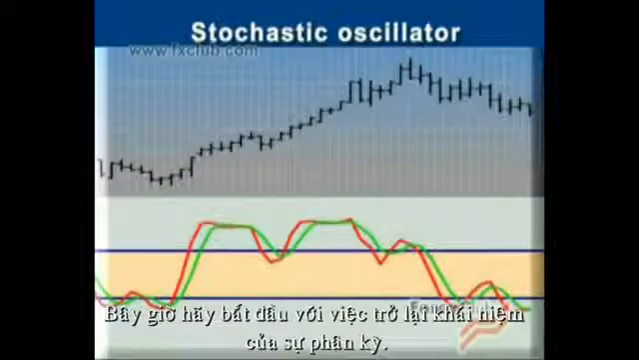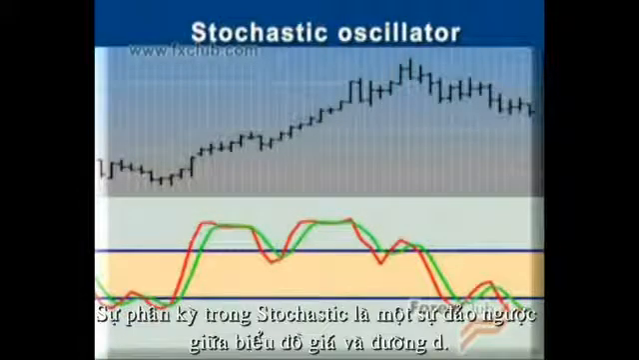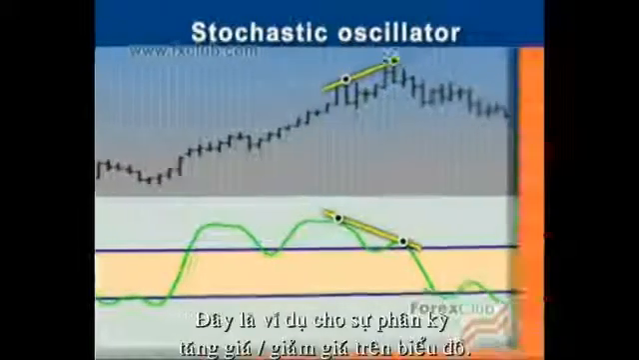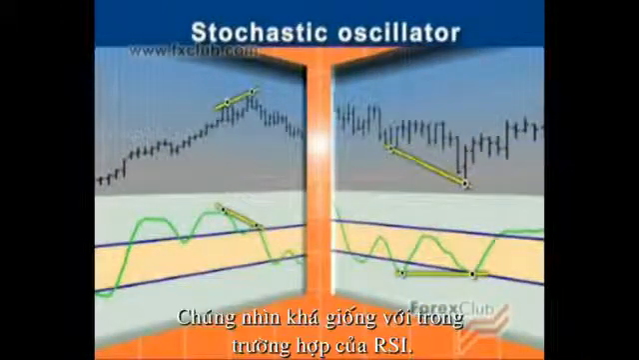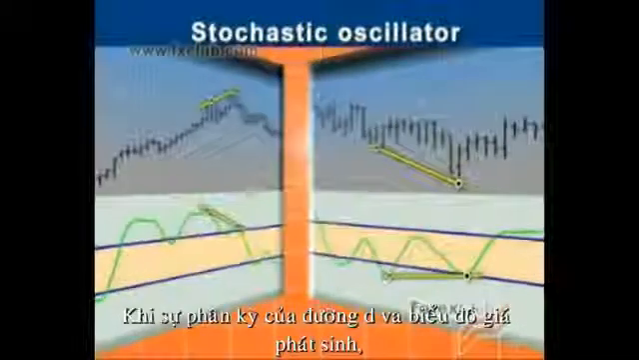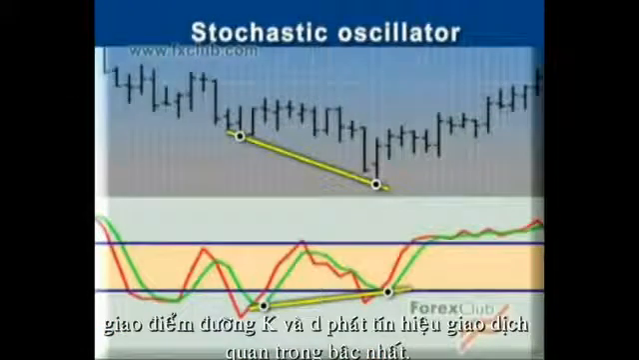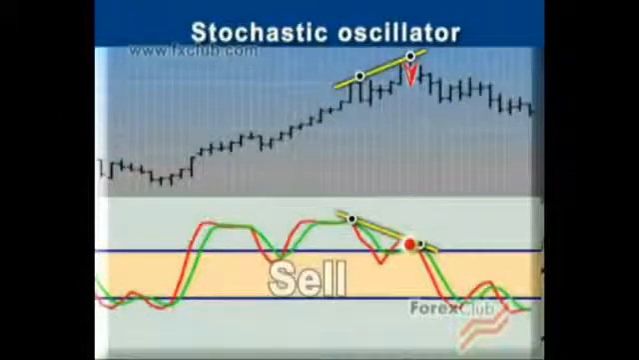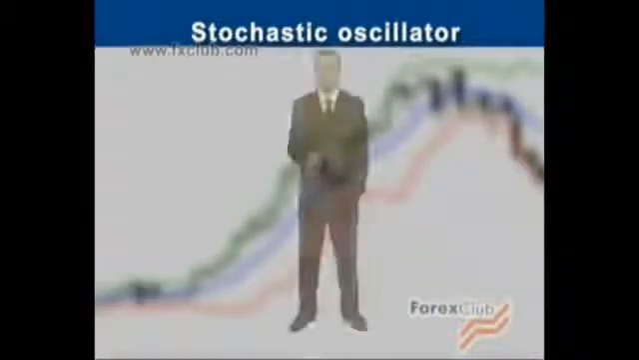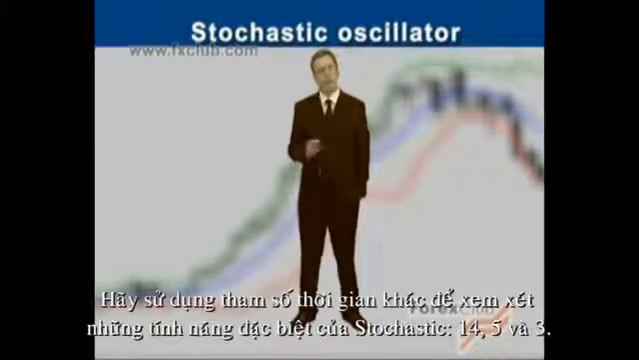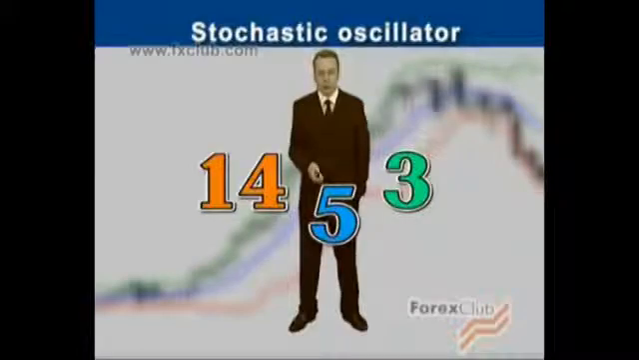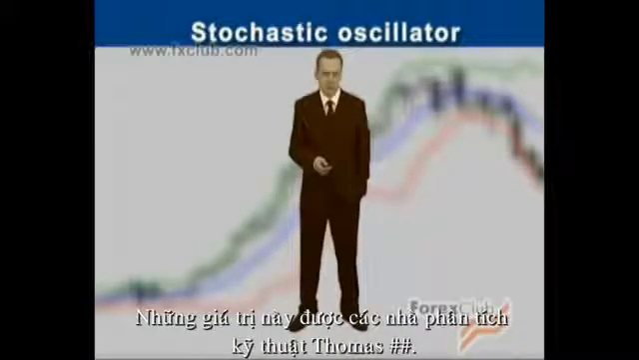Well, to start with, let's go back to the idea of divergence. Divergence in stochastic is a discrepancy between the price chart and line D. There are examples of bullish and bearish divergences given on these charts. They look similar to those of the previous oscillator RSI. When a divergence of line D in the price chart occurs, the crossing of lines K and D gives a most significant trading signal to buy or sell. Let's use other time parameters to examine some special features of stochastic. 14, 5 and 3. These values were put forward by technical analyst Thomas Wirwitz.